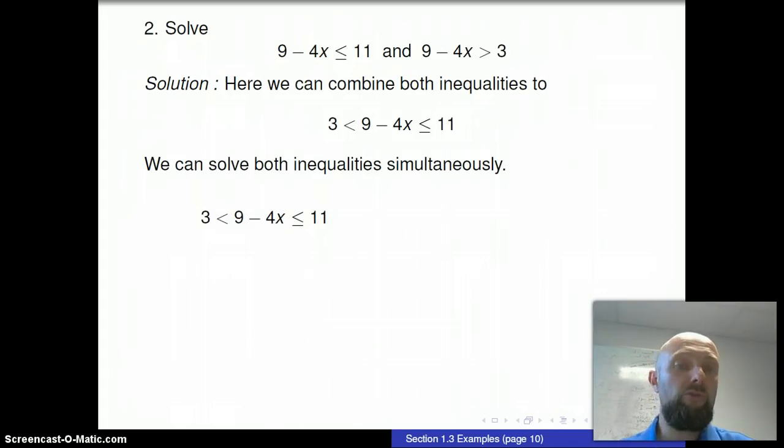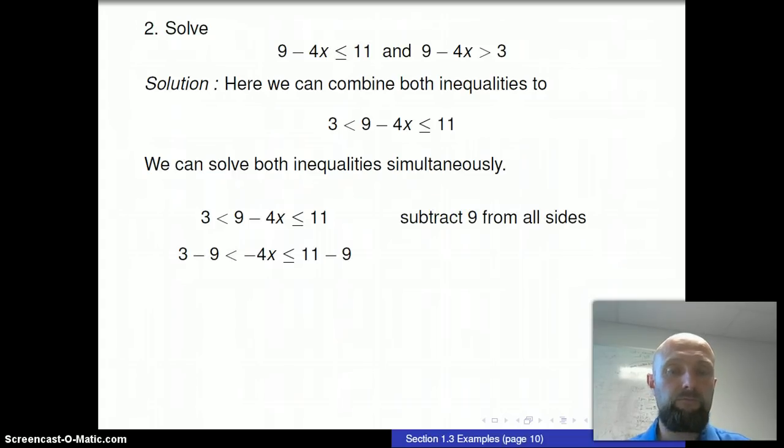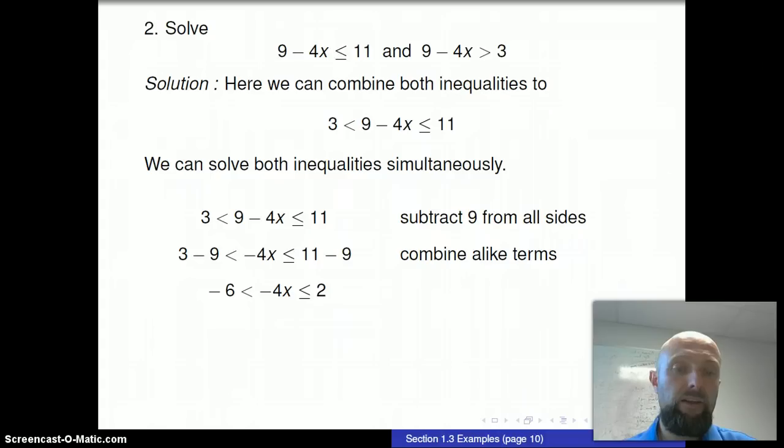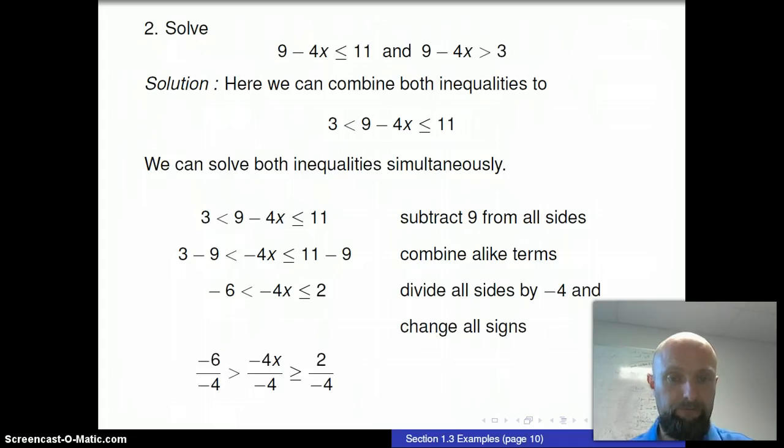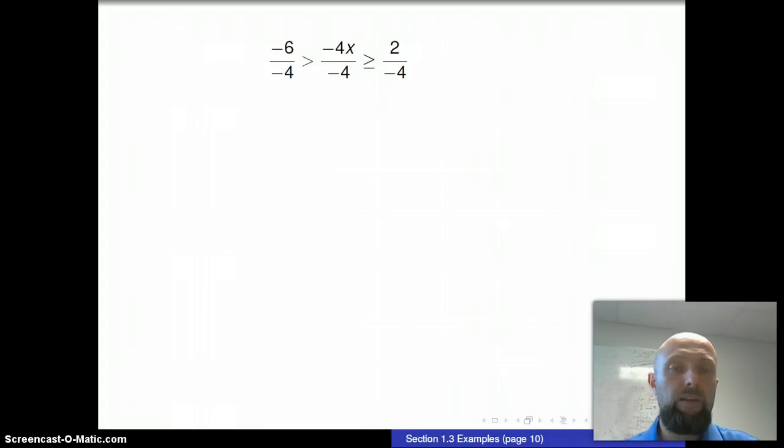We need to move the 9 to the other sides by subtracting 9 from all sides of the inequality. We simplify by combining like terms. We isolate x by dividing all sides by -4. Since we are dividing by a negative number, we need to switch all the inequality signs. Next, we simplify and we end up with 3 over 2 is greater than x is greater than or equal to -1 over 2.